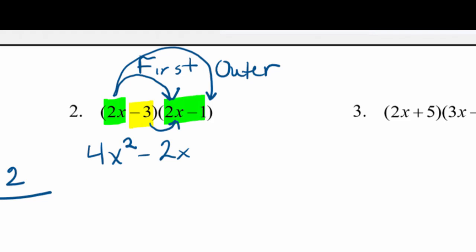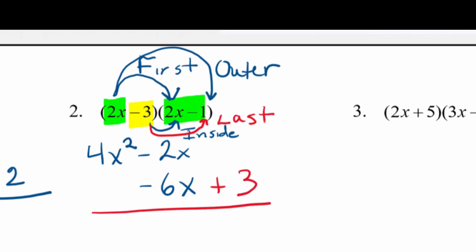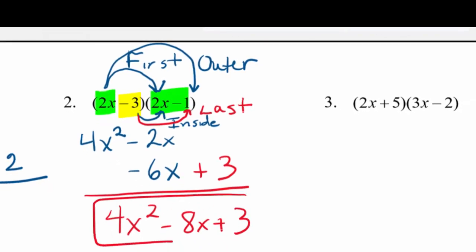And notice that there I am multiplying the inside terms, the inner or inside terms. I'm running out of room, so I'm going to line these up because I get a negative 6x, which is a like term with a negative 2x. Finally, I'm going to take that negative 3 times the last term here, the negative 1. And so now notice that we are multiplying together the two last terms, and that gives us a positive 3. And then combining like terms here, I get 4x squared minus 8x plus 3 as our trinomial answer.